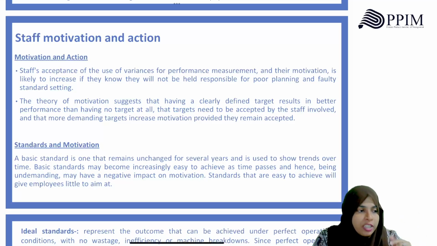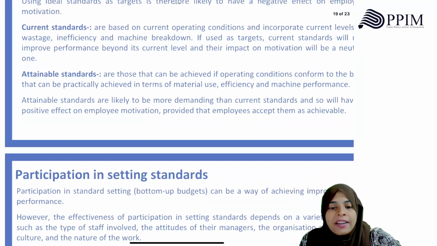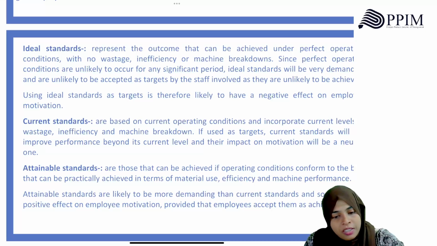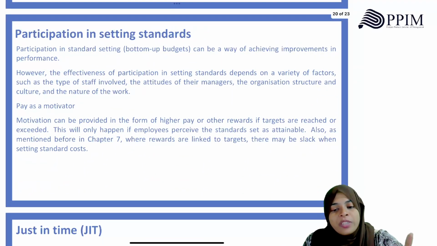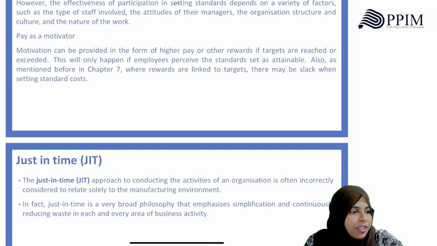If it's too difficult, it will demotivate. Even if it's too easy, you won't want to put in extra effort, right? So there are different kinds of standards. Ideal, that's under perfect conditions. Current, what you're currently doing. Attainable, something that you can attain, right? So you try to get employees to participate in the budgeting process in order to make them more motivated, but it will take time. There are drawbacks.